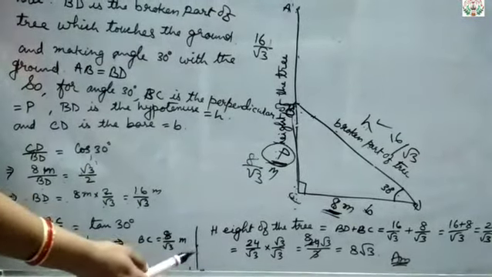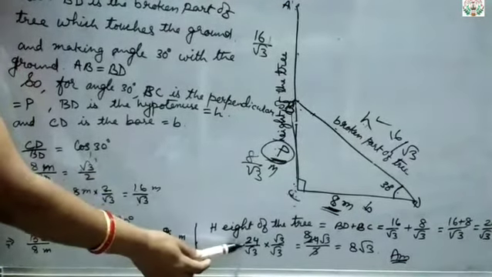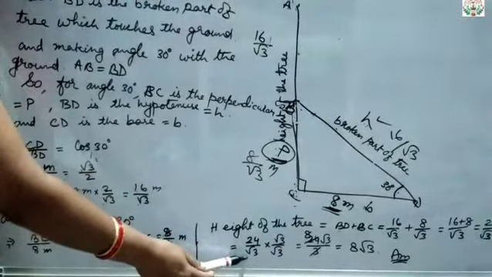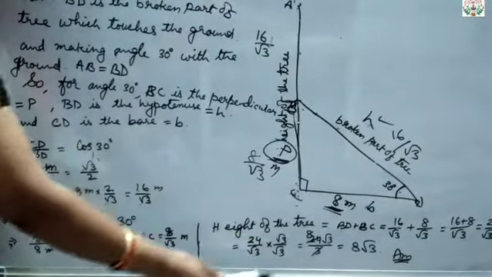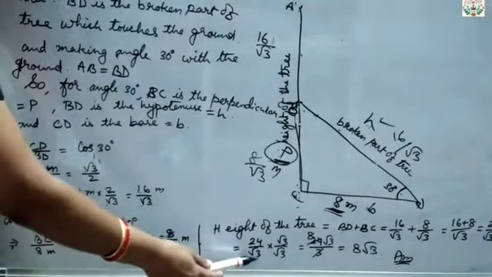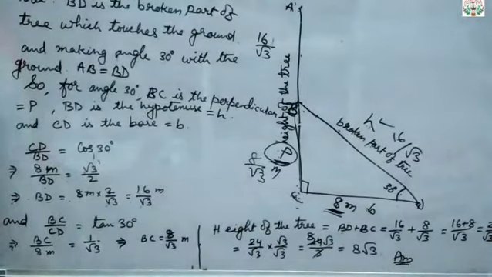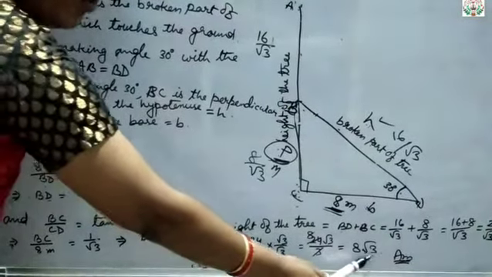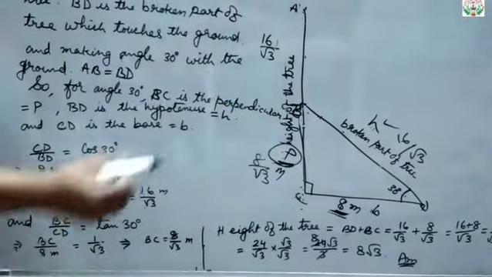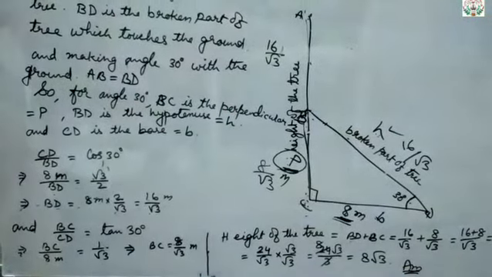Rationalization we know, we did it in class 9th. So now multiply root 3 to the numerator and root 3 to the denominator. So this will be 24 root 3 in the numerator, and in the denominator root 3 into root 3 will be 3 only. So in the table of 3, 24 is there, that is 8 times 3 is 24. So the answer will be 8 root 3. Okay, so the height of the tree is how much? 8 root 3 meters. Okay, thank you.